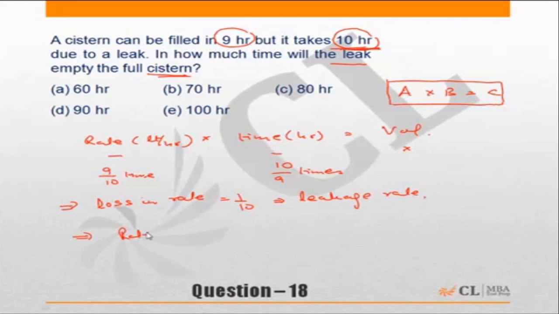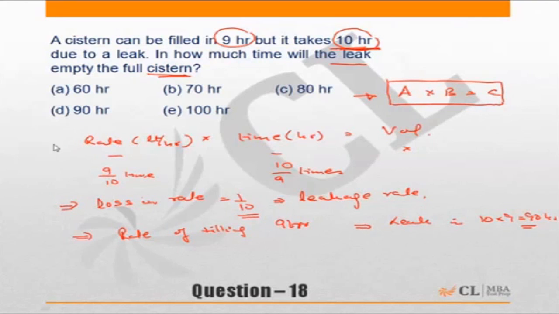Or in other words, the cistern was filled in 9 hours. Since the leakage rate is 1/10, this implies the leak will empty the tank in 10 into 9, which is 90 hours. So if you notice, we have gone back to a standard old formula, which we apply in successive increments, which we have applied in ratios, and we will keep applying this in time, speed, distance also.